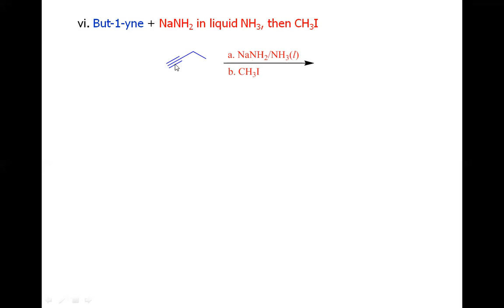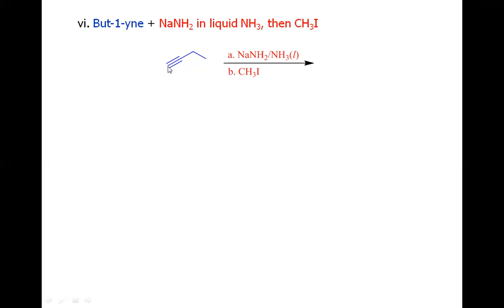With the terminal alkyne, it means the carbon-carbon triple bond is at the terminal of the chain, at the end of the chain. So we have one hydrogen here, which is not being shown since it is a line formula. So the first step will be the abstraction of this acidic hydrogen using this sodium amide. So we will have the anion here at the terminal carbon.